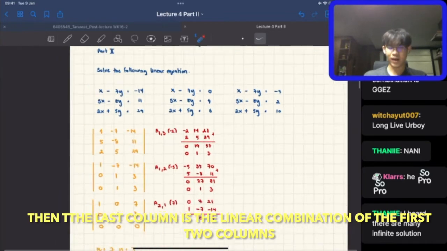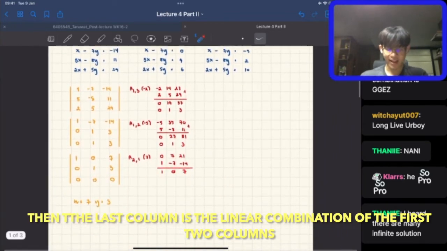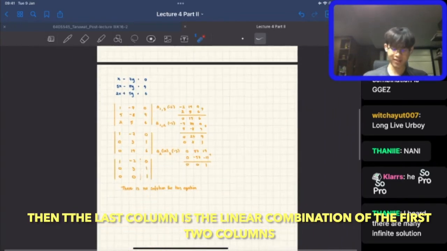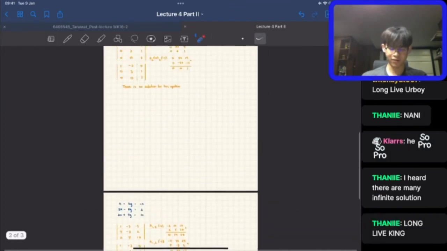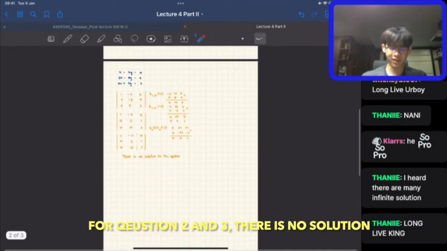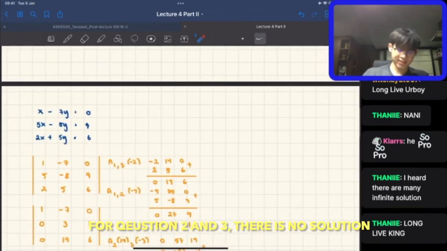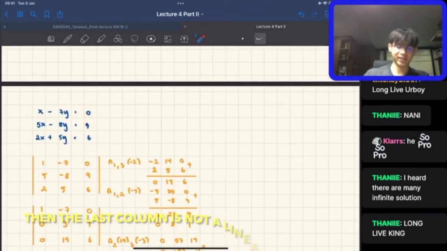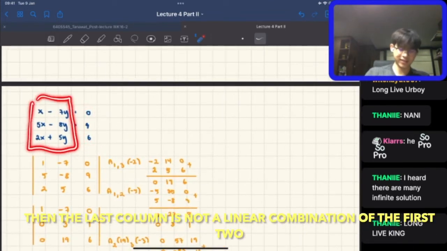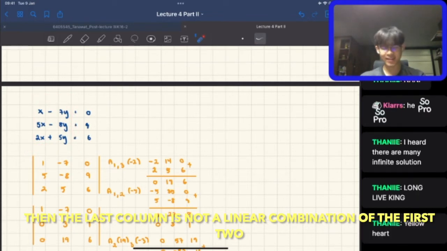On the other hand, if there is no solution, like for question 2 and question 3, it means this vector is not a linear combination of these two vectors. That is the part 2.